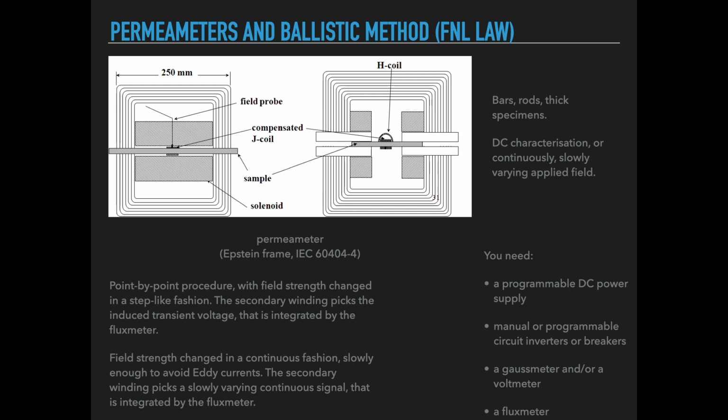Using pickup coils of calibrated cross-section, it is possible to measure the magnetization of the material as a function of the applied magnetic field. Ballistic equipment is somewhat more difficult to build in the laboratory. Again, a programmable DC power supply is needed, but also manual or programmable circuit inverters, or breakers. A Gauss meter is required to measure the applied magnetic field, or a voltmeter if the current flowing in the primary winding is measured. And then the most important piece of equipment in this setup is the flux meter.